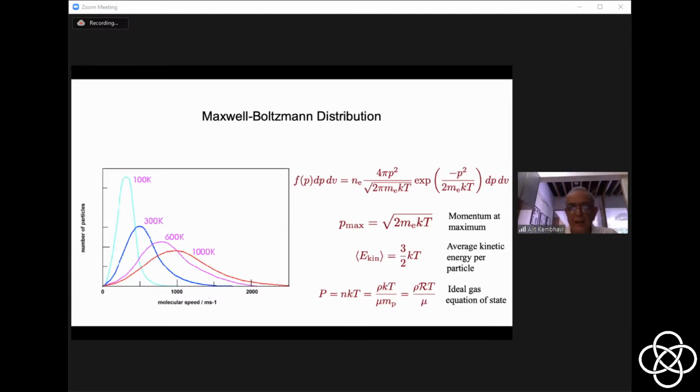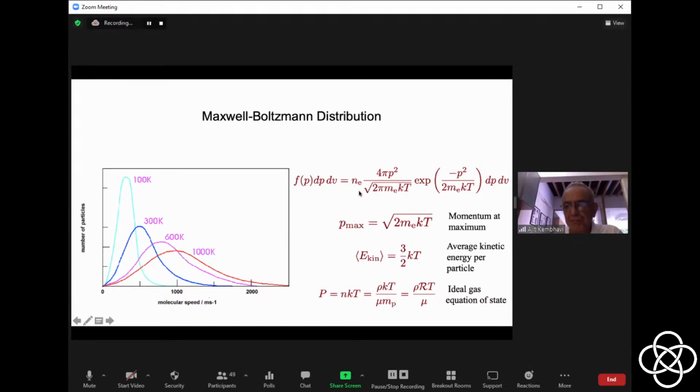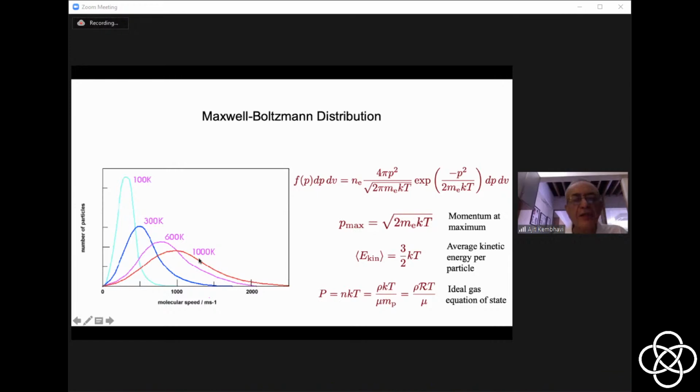One is the Maxwell-Boltzmann distribution, which applies to a classical gas. So when you have a gas with a certain number density of particles at a temperature T, this is the Maxwell-Boltzmann distribution. Here you can see the distributions plotted for different values of the temperature. As the temperature increases, the distribution gets broadened, as you can see here.